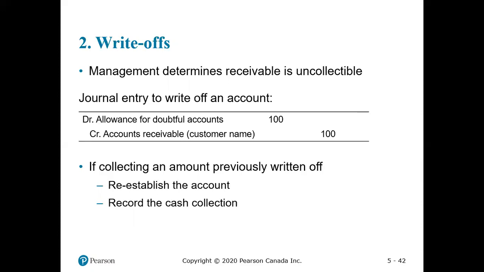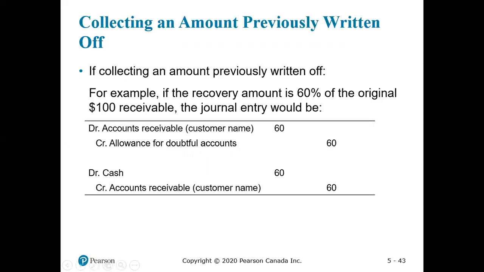If you're collecting an amount that was previously written off, you have to reestablish the account and then record the cash collection. The example they show here is if the recovery amount is 60% of the original $100 receivable, then the journal entry would be debit accounts receivable to reset up that account and credit allowance for doubtful accounts. And then you would debit cash for the $60 and credit accounts receivable.